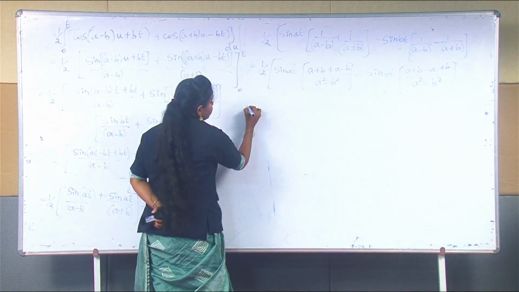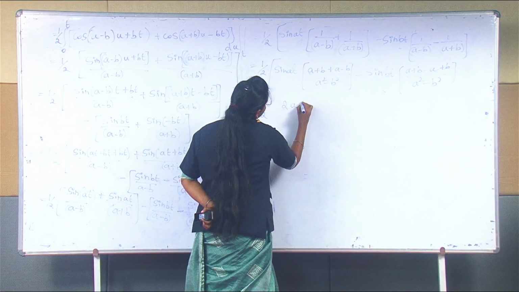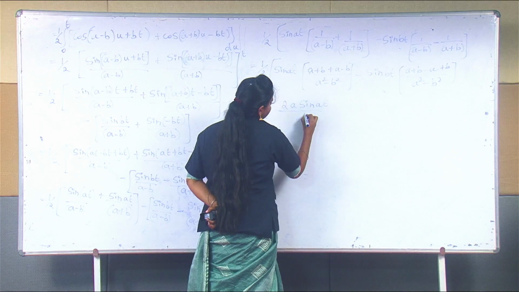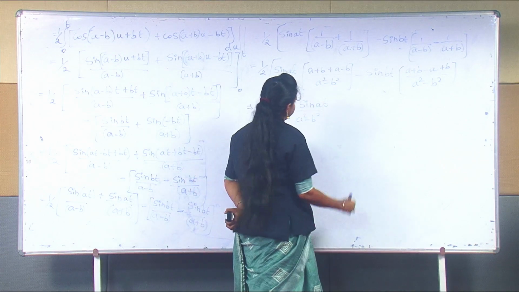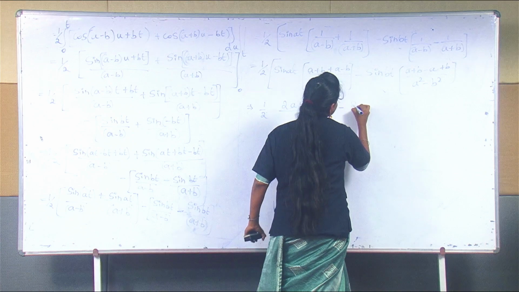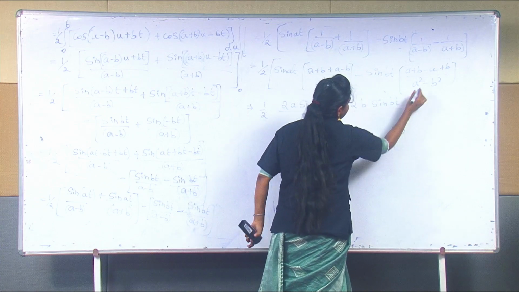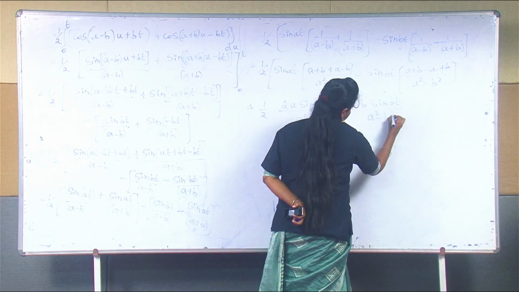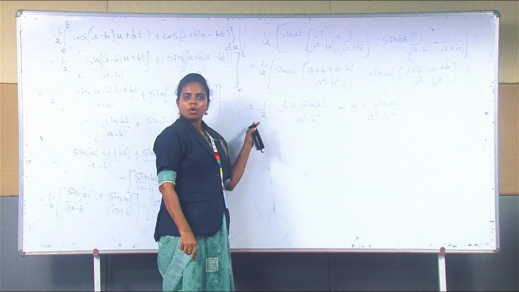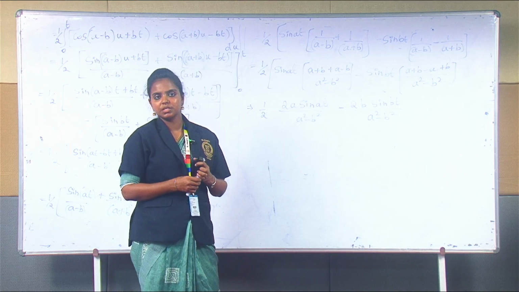And finally we are getting 2a into sine at divided by a square minus b square, minus here also 2b into sine bt divided by a square minus b square. Now we are having 2 in the numerator and also in the denominator. We can cancel it and go for the solution of this sum.